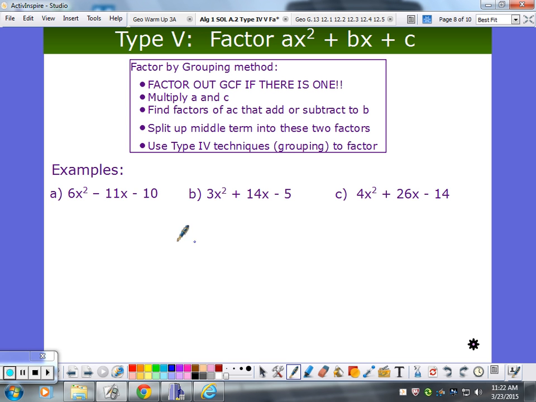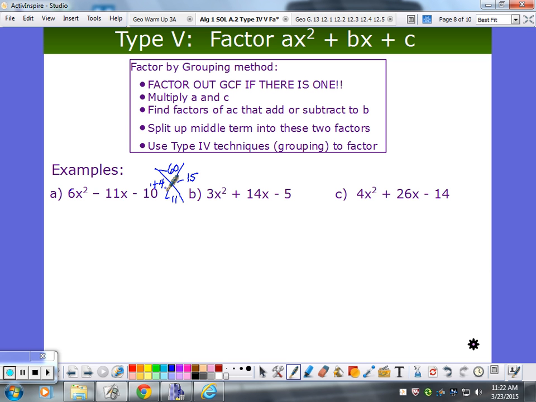A couple more examples. Is there a greatest common factor? No. All right, multiply A times C, and it has to add up to B. Oh, gonna be a plus and a minus, isn't it? Two numbers that multiply to negative 60, but actually negative 11. Negative 15 is 4. 15 and 4. Oh, who's positive, who's negative, Sam? 15 is negative 24. Oh, this guy's good, okay?